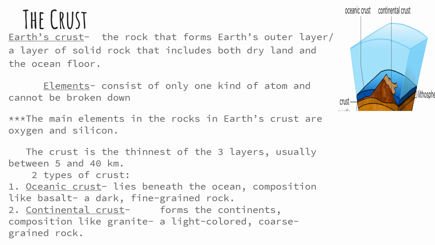There are two types of crust. There's the oceanic crust, which lies beneath the ocean, composed of basalt, a dark fine-grained rock. And then there's continental crust, which forms the continents, composed of granite, a light-colored, coarse-grained rock.